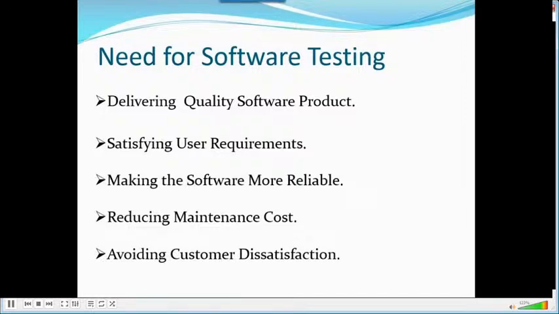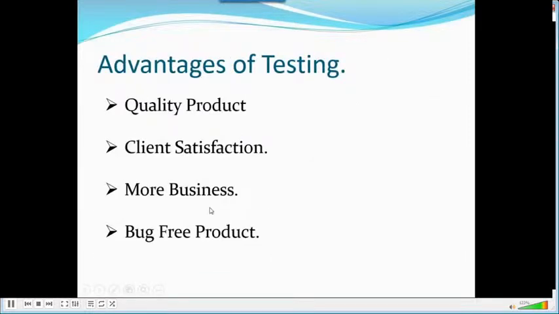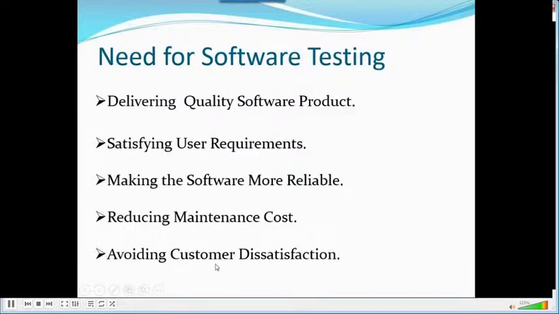And I told you, right, making the software more reliable. What is called reliable? Reliable means user friendly. You always need to test the application to make sure it is more reliable. Also remember reducing the maintenance cost. Once the product launches in the market, you should not get too many issues. If you get too many issues, the maintenance cost will increase. So you need to reduce it. That's one of the most important things. And avoiding customer dissatisfaction.